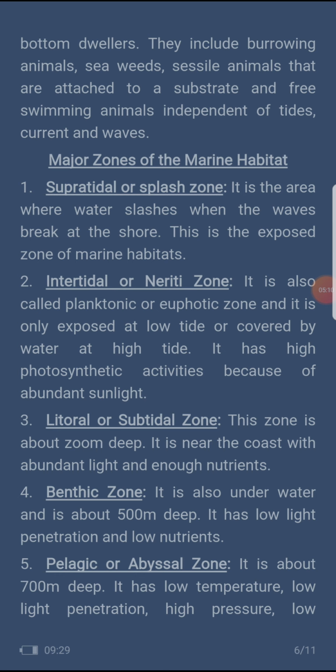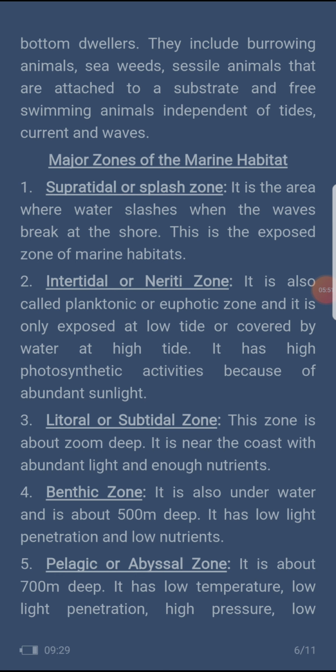Intertidal or neritic zone. It is also called planktonic or euphotic zone, and it is only exposed at low tide or covered by water at high tide. It has high photosynthetic activity because of abundant sunlight. Yes, we see that the population of phytoplankton there will be very high because plants need enough sunlight to photosynthesize. So there you see there's a lot of phytoplankton because the sunlight can penetrate into that zone.